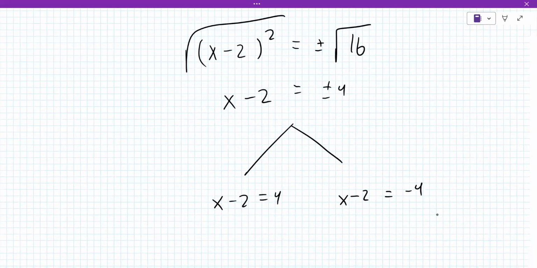So plus 2, x equals positive 2, x equals negative 2. On the left here, it's 4 plus 2, that's 6. They're both positive. On the right, it's negative 2.